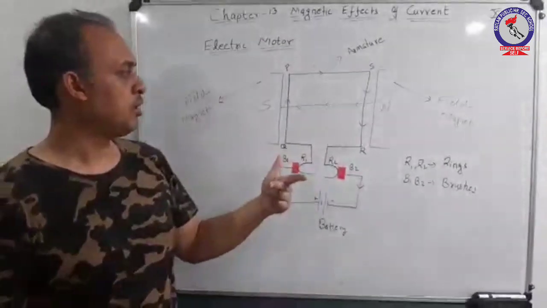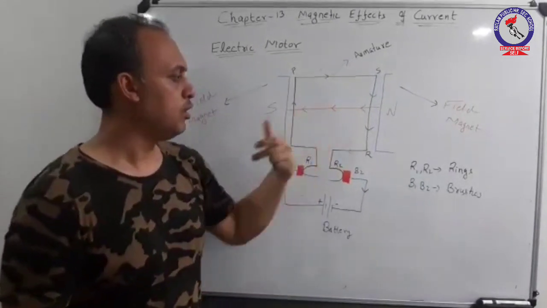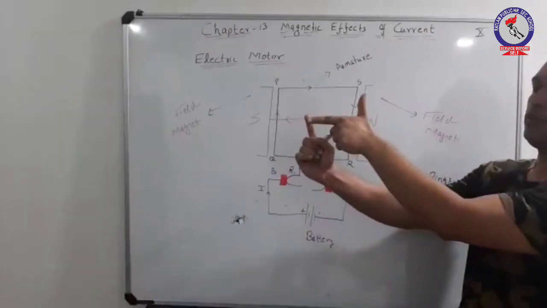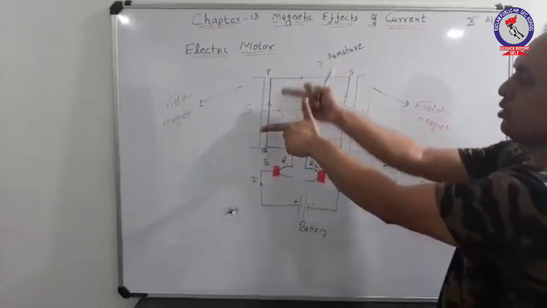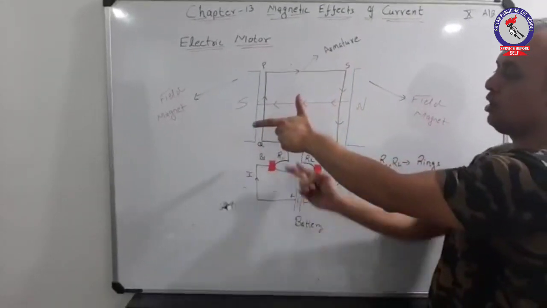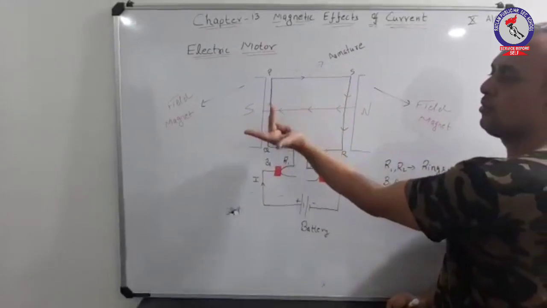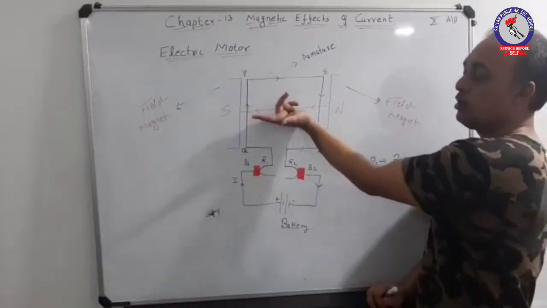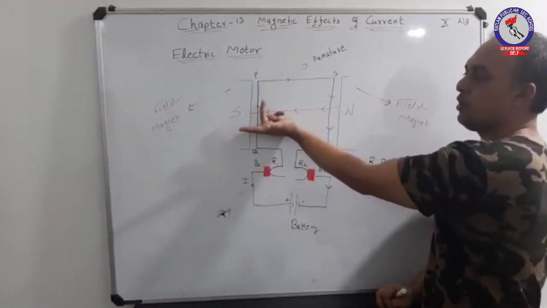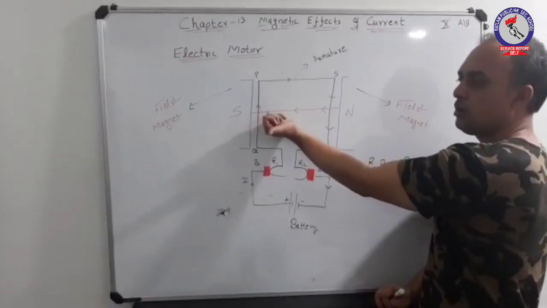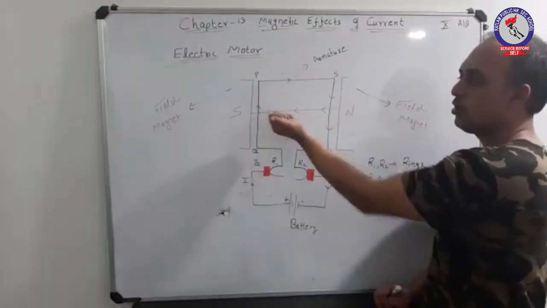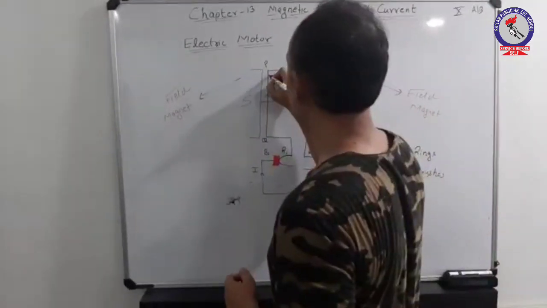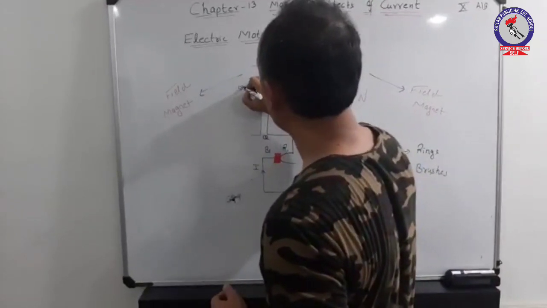So as you can observe, the direction of field is from north to south. I am talking about the arm PQ. The current is going from Q to P. So as you can observe, my first finger is pointing in the direction of field. My central finger is pointing in the direction of current. Therefore, my thumb is pointing in the direction of force experienced by this conductor PQ. So this conductor PQ will experience a force outward.